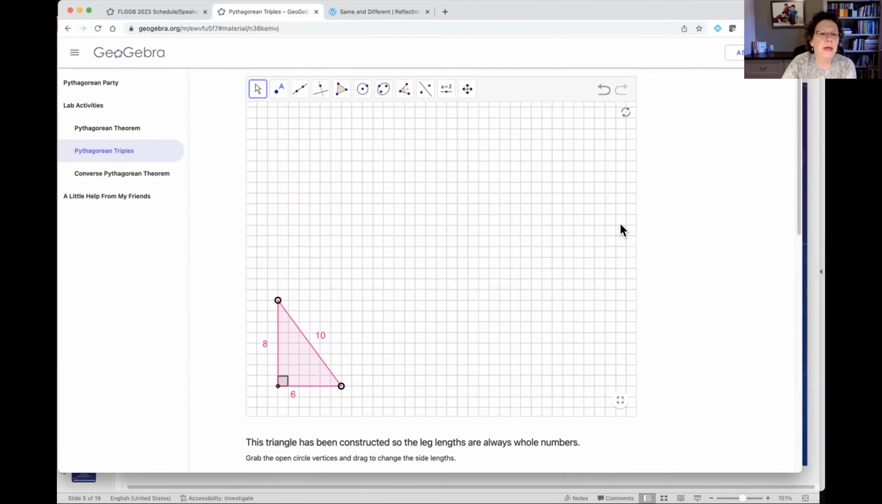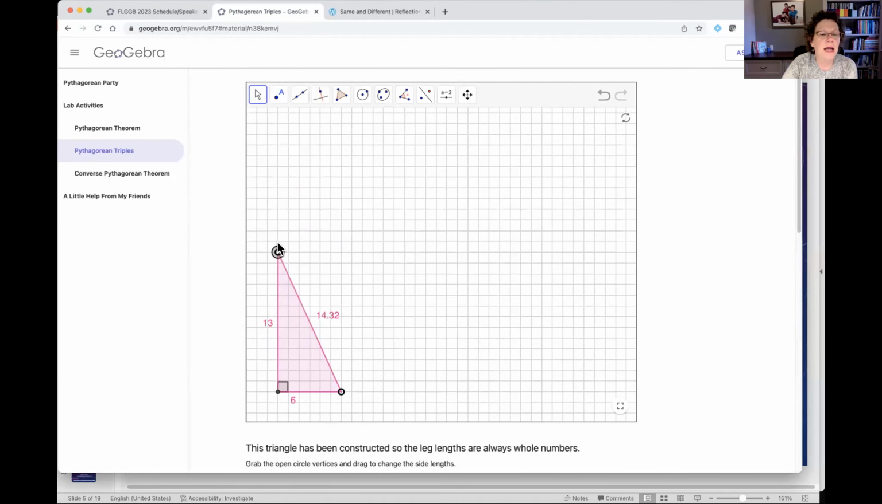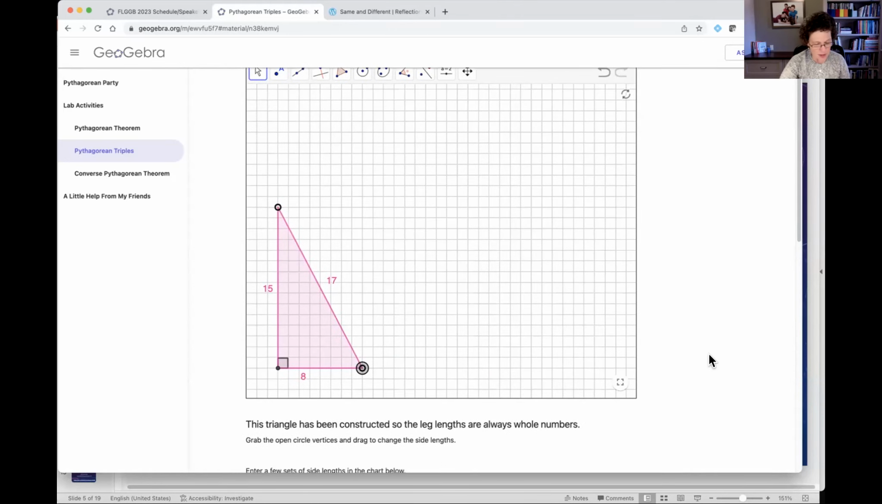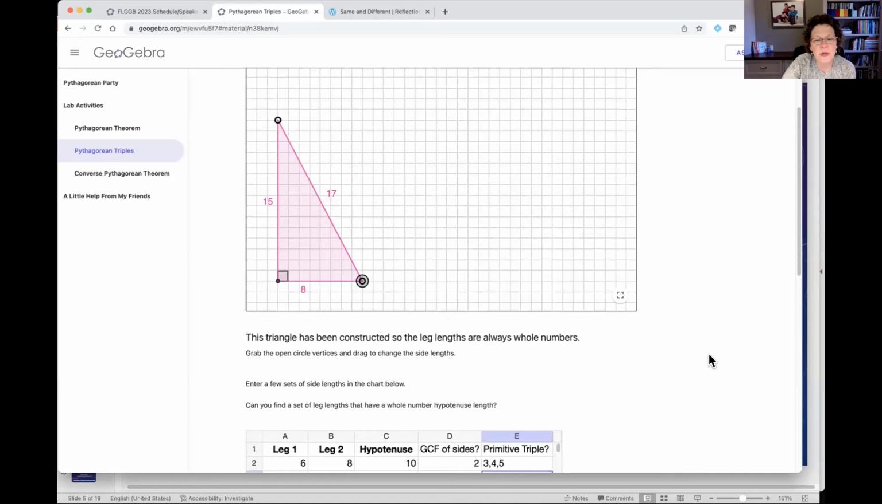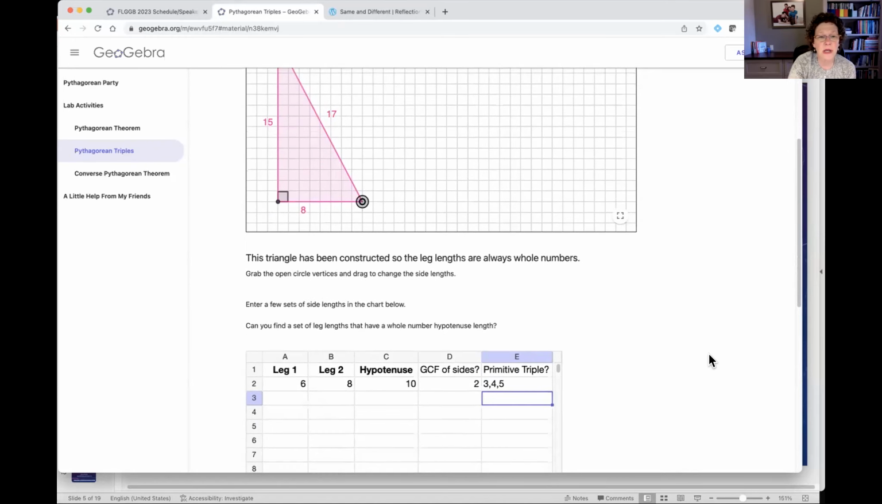That gives students a big canvas here to work on and let them try and find some of these. 8, 15, 17 is another one. You would go through with your students that not only can you find a primitive triple by dividing by a common factor, you can also scale up to create new triples.